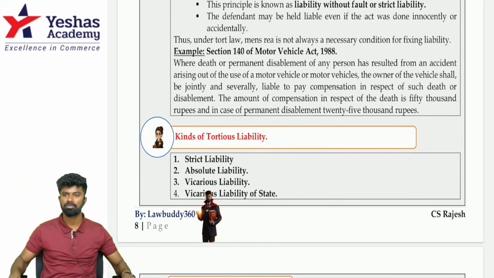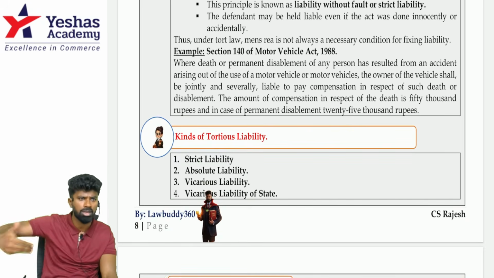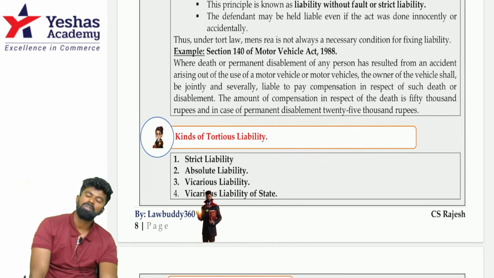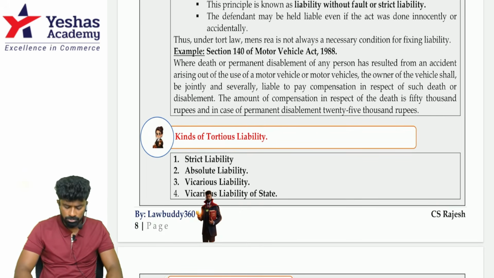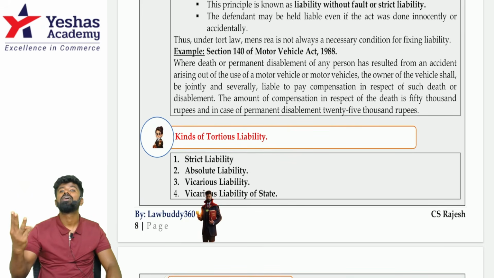There are various types of tortious liability. If you remember, we have learned this in your CSET. Let us discuss one by one. What is the first one? Strict liability. Second one. Third one. Vicarious liability. Fourth one, vicarious liability of the state.